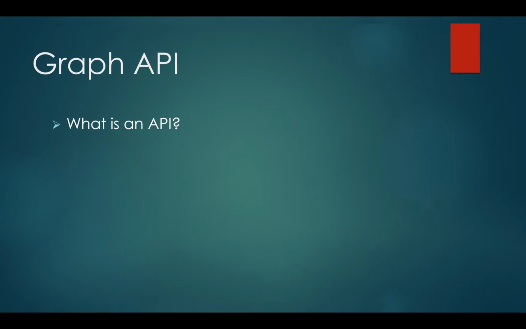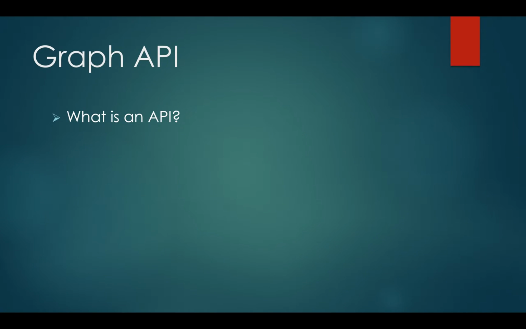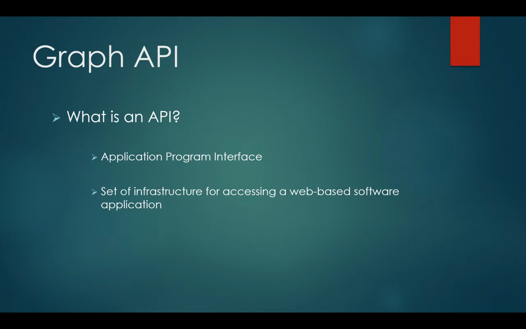So first, what is an API? API stands for Application Program Interface. It is basically a set of instructions for accessing a web-based software application. So I don't know, if on your website or on your iPhone application you want to get the last sports results from ESPN, then you can use the API from ESPN to get that information.